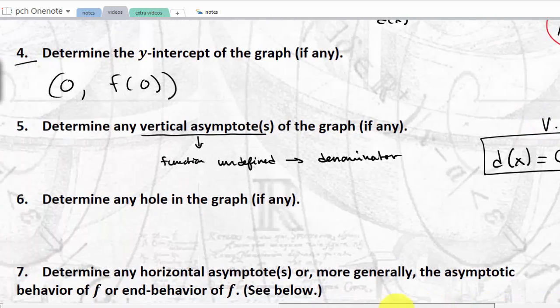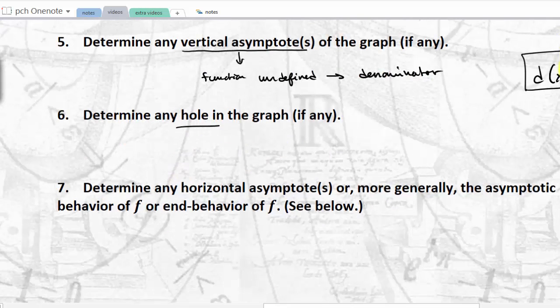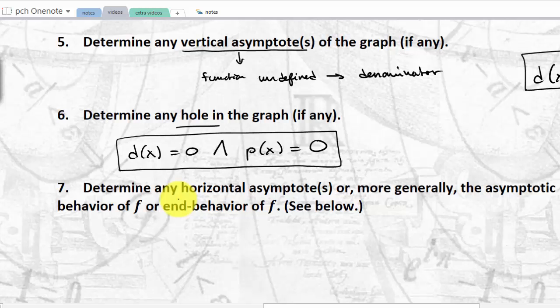All right, next point, the hole in the graph. So what's a hole in the graph? Well, a hole in the graph is going to be the places where d of x is equal to 0 and p of x is also equal to 0. Okay, so when both of them are equal to 0, you will have a hole in the graph.